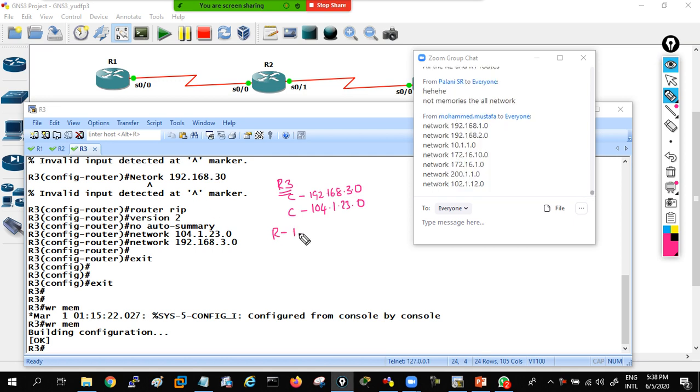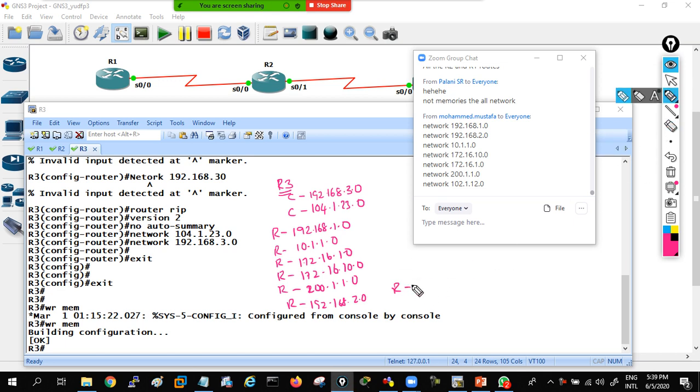From router 1, he will send it to router 2, router 2 will send it to me. So router 1, he knows about this 191, and what else? 10.1.1.0. What else? 172.16.1.0. What else? 172.16.10.0. Then 200.1.1.0. What else? 192.168.2.0. What else? Sorry, what is that? 102.1.12.0. Right?